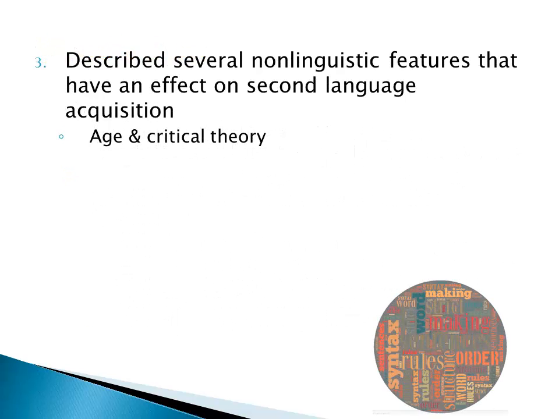The third objective we had for this module was to describe several non-linguistic features that have an effect on second language acquisition. We have established that age has somewhat of an impact on second language acquisition. This is called the critical period theory. Children between the ages of 1 and 7 can become native speakers of English, but children older than 14 will most likely not become native-like speakers.